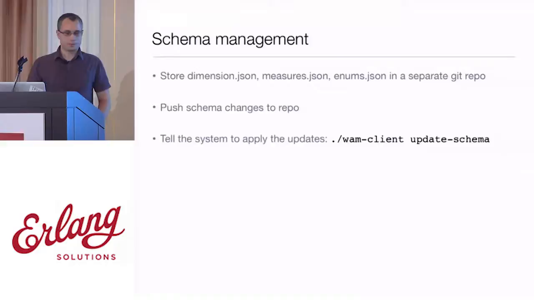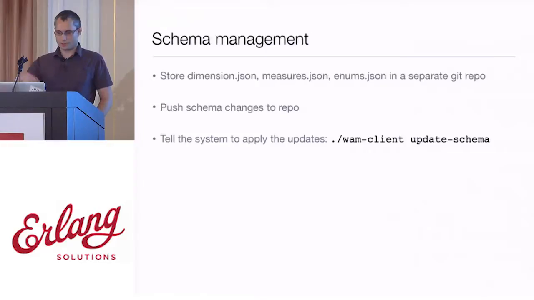So how do we manage the schema? We put those 3 files in a Git repository. When somebody needs to make a change, like adding a field or deprecating a field, they make the change, then push it to the central repo, and then they call the client to update the schema in the system. And that's pretty much it.